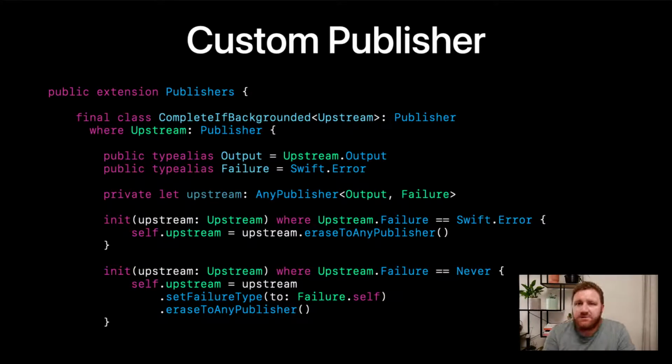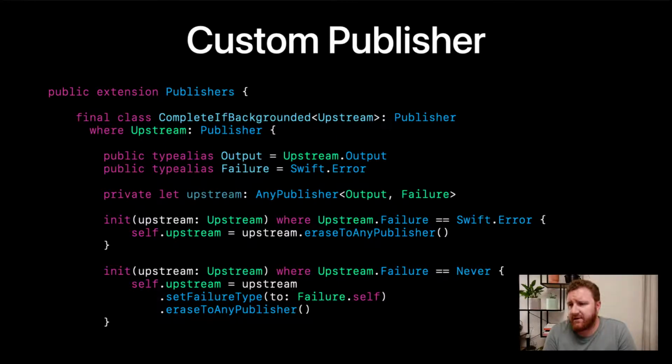All right, so a custom publisher. So we could have done that custom operator as a custom publisher as well, but there's not really a lot of value in doing that. The difference between the two is that we would create a type, usually a struct, sometimes a class, depending on what you're working with. We create a type, we conform that to publisher, and then we do the custom operator work inside the receive block.